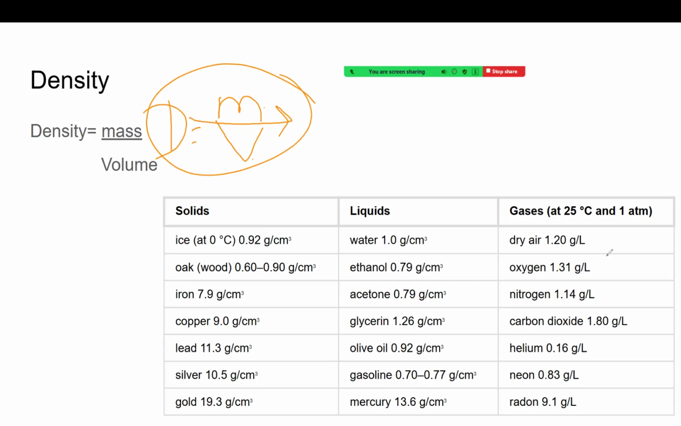Here are some common densities, and you can notice that solid ice is less dense than liquid water. Most solids are more dense than their liquids because of the hydrogen bonding, which we'll talk about later this semester. Ice can float, and life is very happy because of that. Otherwise, we wouldn't exist.